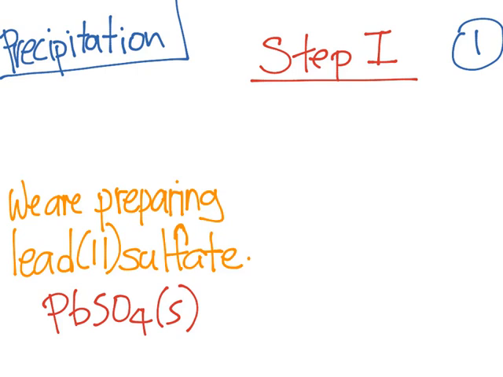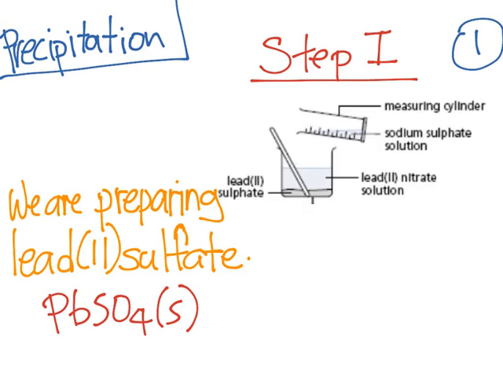Now, how are we going to carry out the precipitation method? There's a series of steps. The first step is this: we're going to add sodium sulfate solution to lead-2 nitrate solution. Notice the spelling of sulfate should be with an F and not PH. We're going to add a solution of sodium sulfate to a solution of lead-2 nitrate.